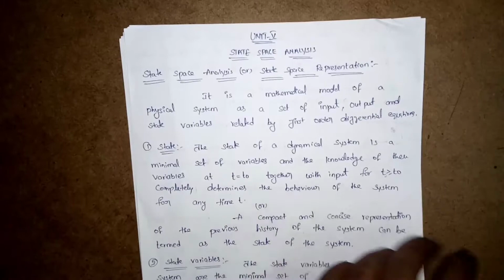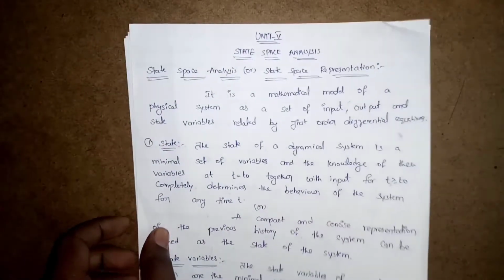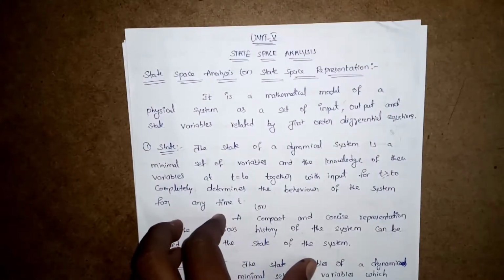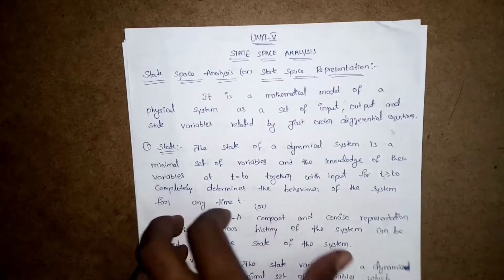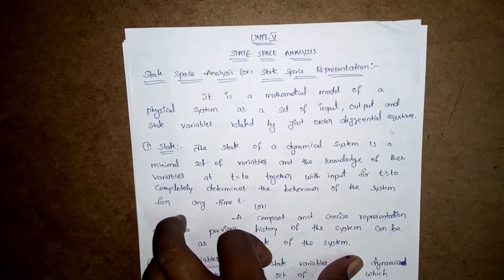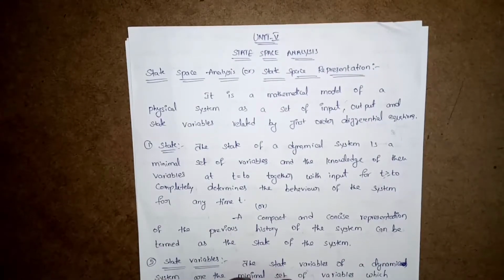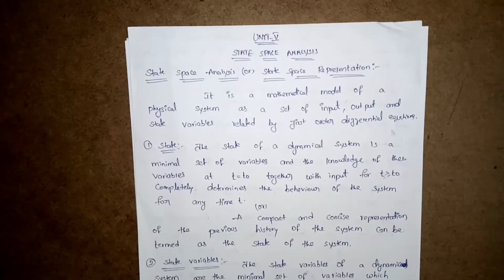So today we are going to know about the state space analysis. The state space analysis is also known as state space representation. It is a mathematical model of a physical system as a set of input, output and state variables related by first order differential equations. So we are using the first order differential equations and the set of input and output expressions to write it as a state space analysis.